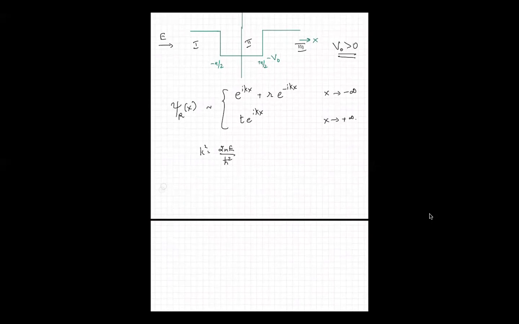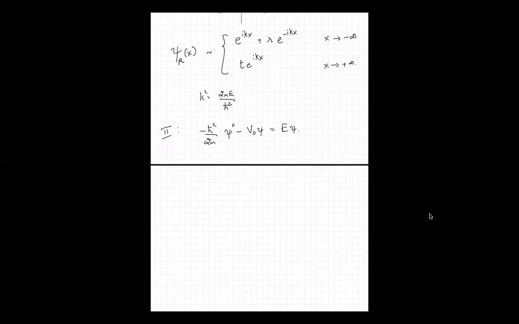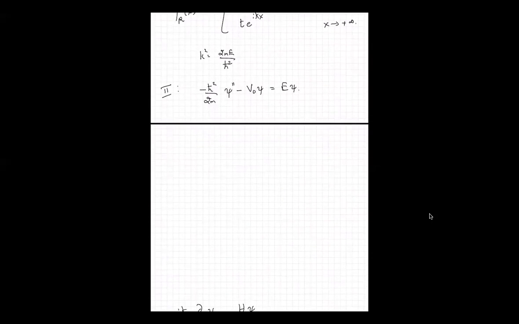How do I solve the Schrodinger equation? Well, here there is a constant potential of minus V0. So my Schrodinger equation reads minus h bar squared over 2m psi double prime minus V0 psi equals E psi. Now V0 is just a constant, which is not x dependent, so this is still a simple harmonic solution. So psi double prime is minus 2m over h bar squared E, plus 2m over h bar squared V0, times psi.